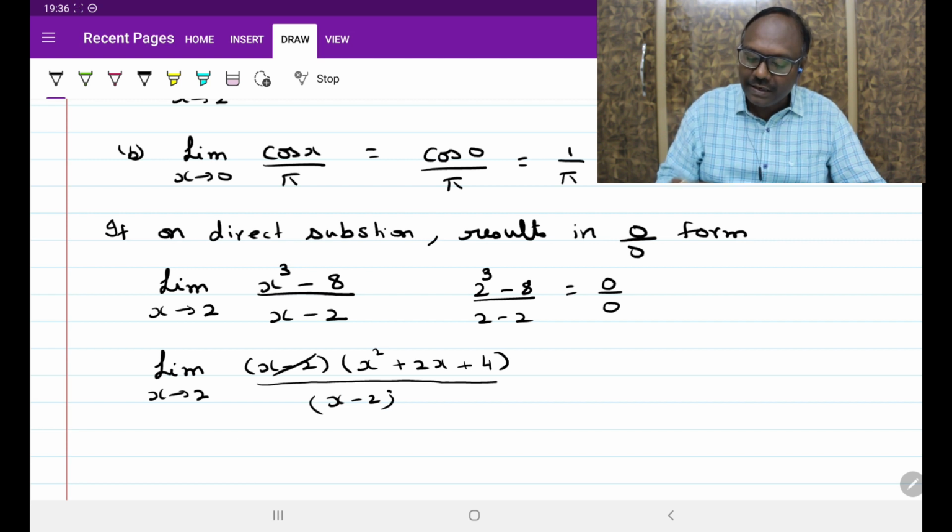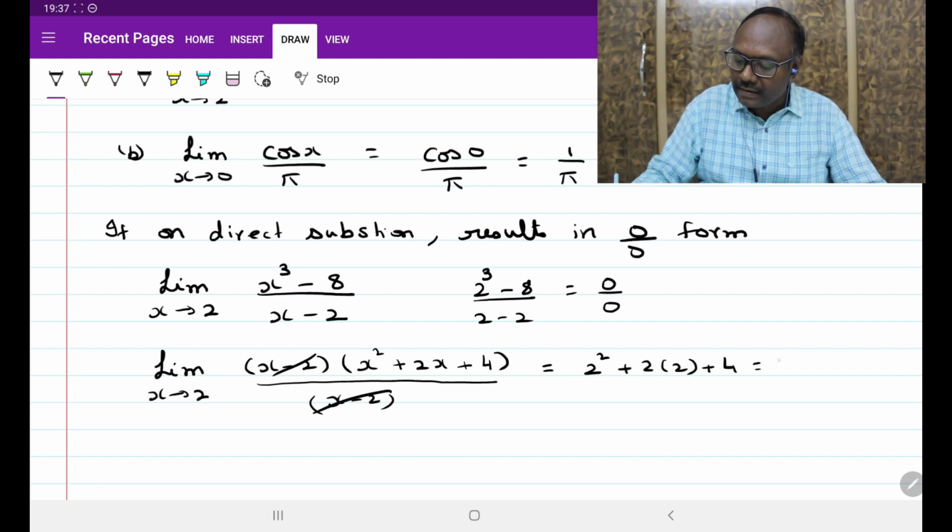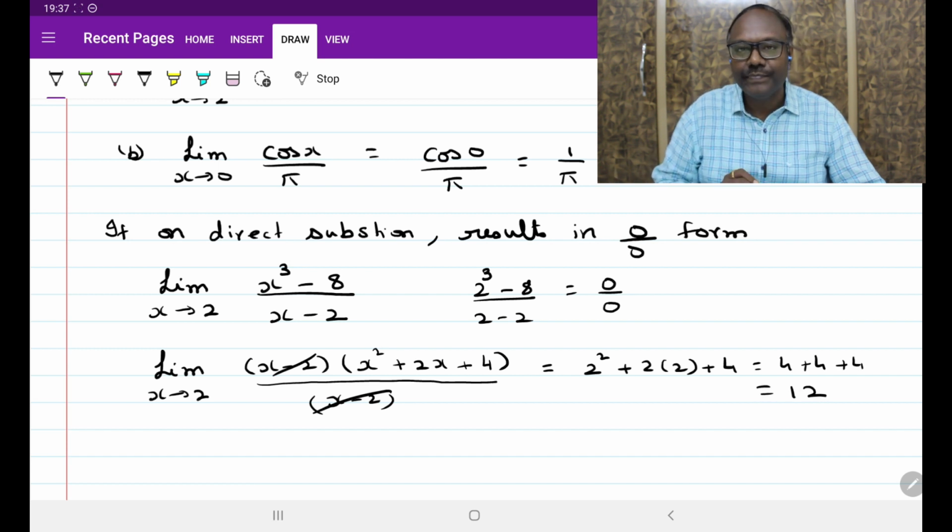Now, we are going to cancel out the common factor. And after cancelling out the common factor, now we can substitute the tending value and the result is 2 square plus 2 into 2 plus 4. That is 4 plus 4 plus 4, that is equal to 12. So, this is how we have to evaluate the limit. So, whenever we get 0 by 0 form on direct substitution, first of all we should cancel out the common factors and then we have to solve the problem.